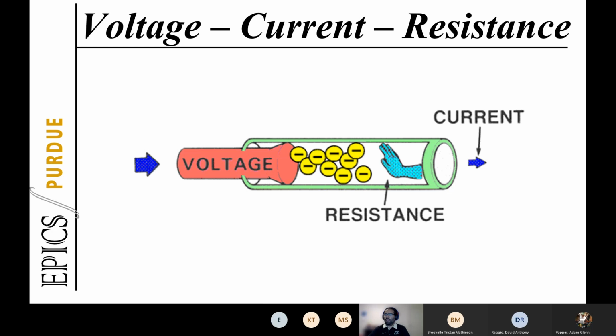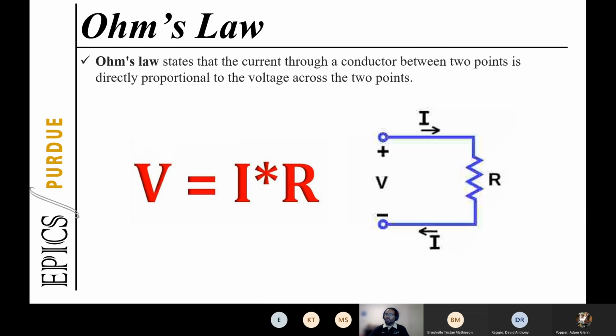As we can see here, we have on one end the voltage, which is pushing the electrons to produce a current, and then we have some elements like a resistor opposing resistance to the movement of the electrons. The way they relate to each other is that the amount of current generated based on the voltage is proportional. And then we have Ohm's law that tells us what that relationship is.